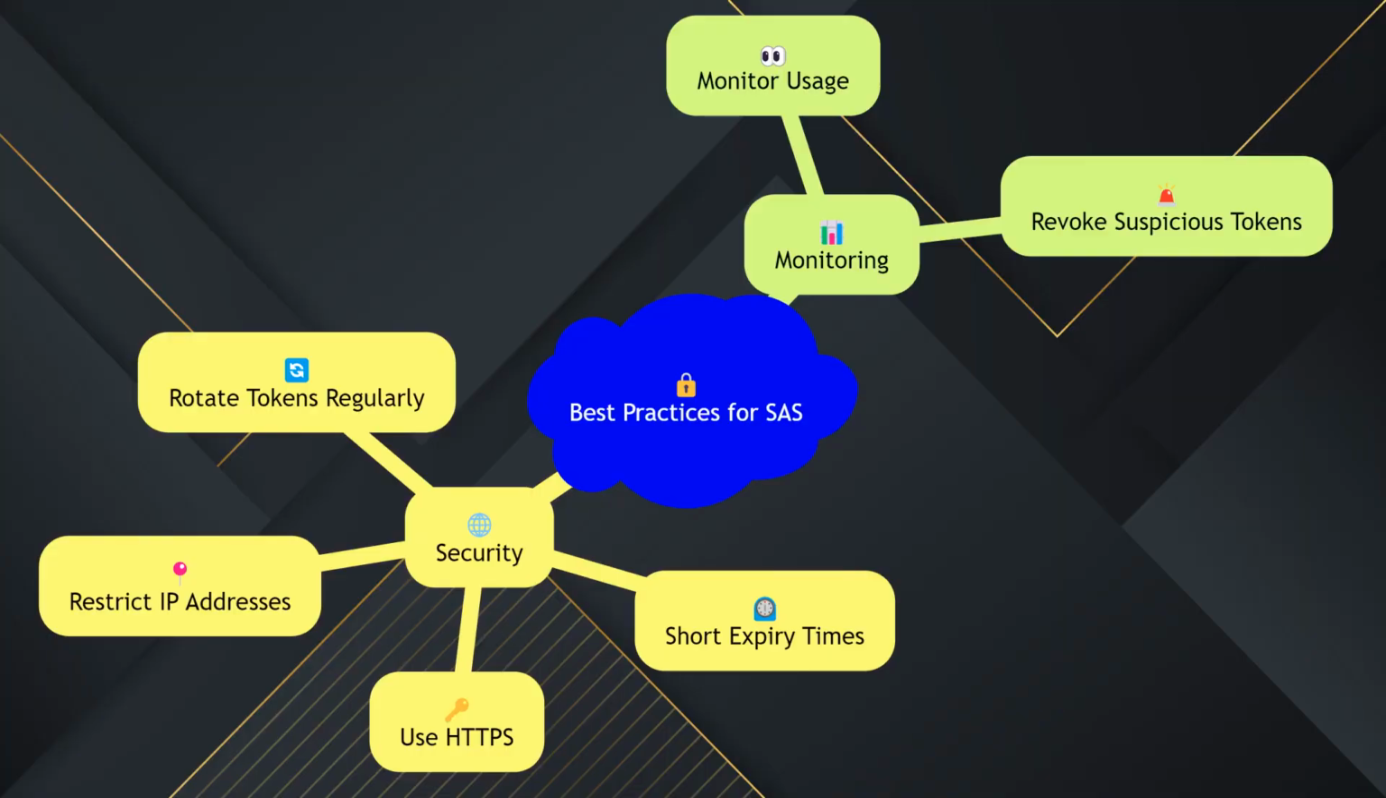When using SAS, it's important to follow best practices to ensure security and efficiency. Some key best practices include using HTTPS to ensure data is encrypted in transit, setting short expiry times to limit the window of access, restricting access to specific IP addresses, and regularly rotating SAS tokens. Additionally, it's important to monitor the usage of SAS tokens and revoke them if any suspicious activity is detected.